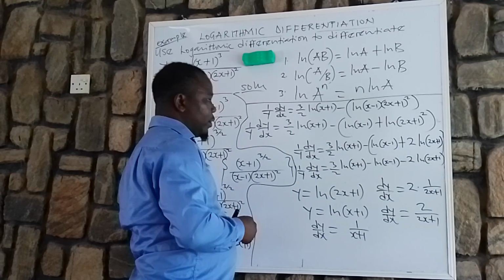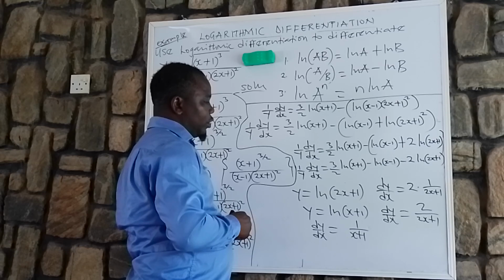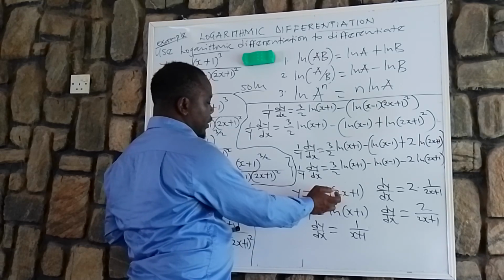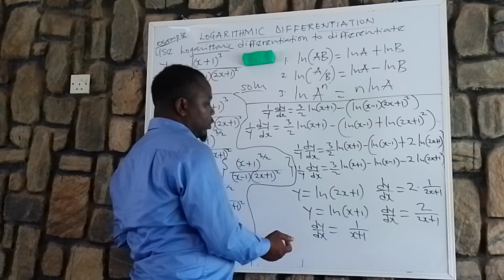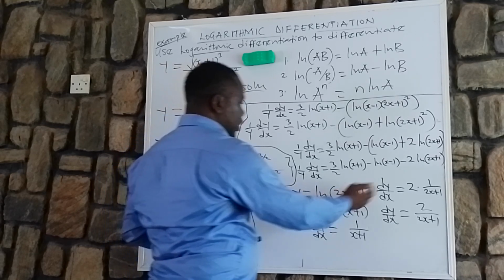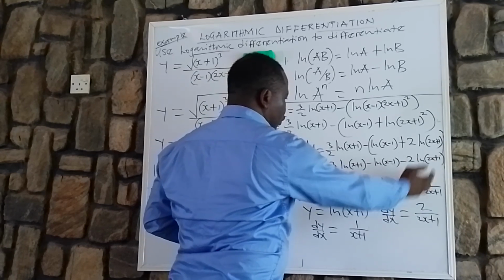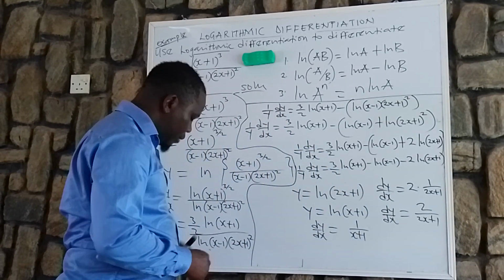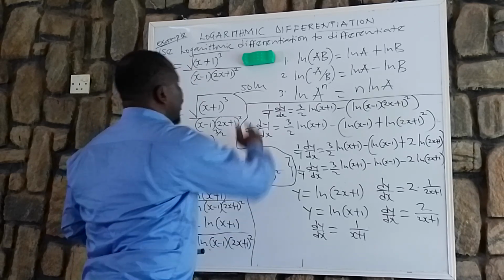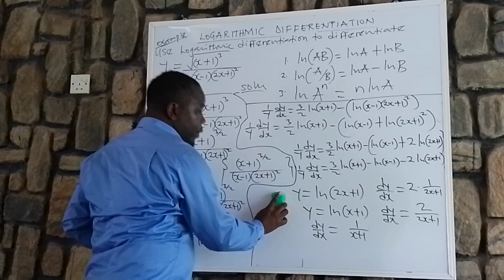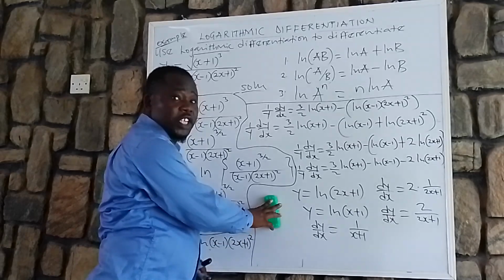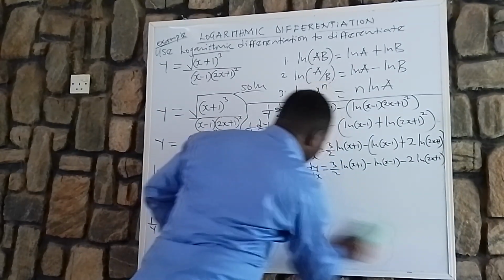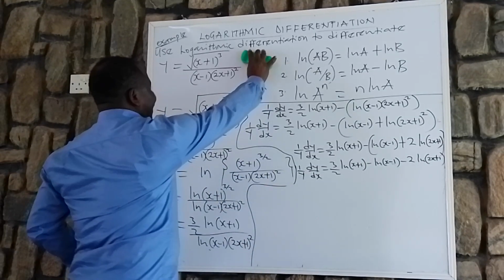Is that clear? So please take note. Even if it is 3x plus 1, it is the same thing, it means it will be 3 times 1 over 3x plus 1. So please take note. Do you agree with me? Any question? Okay, no question. So let's solve it together.